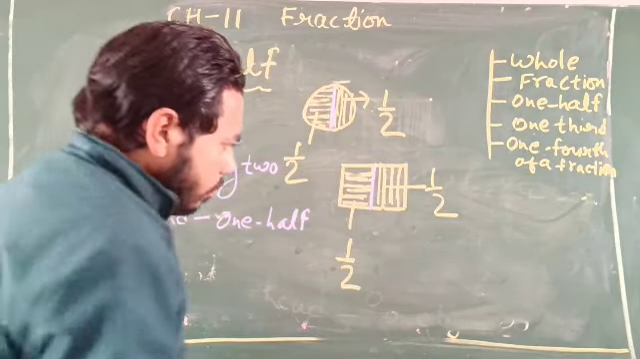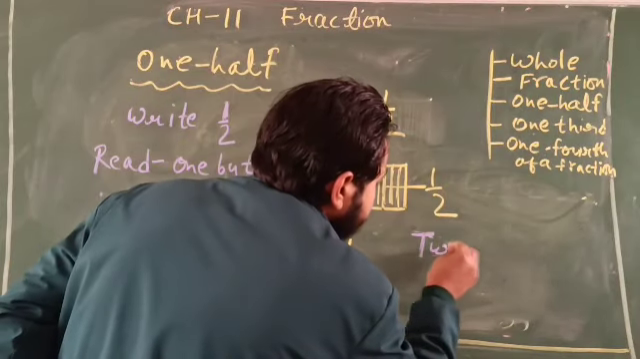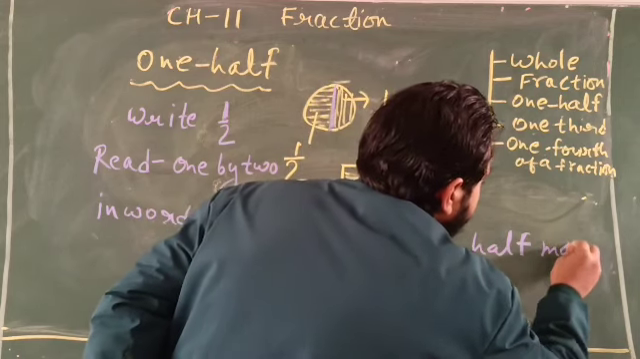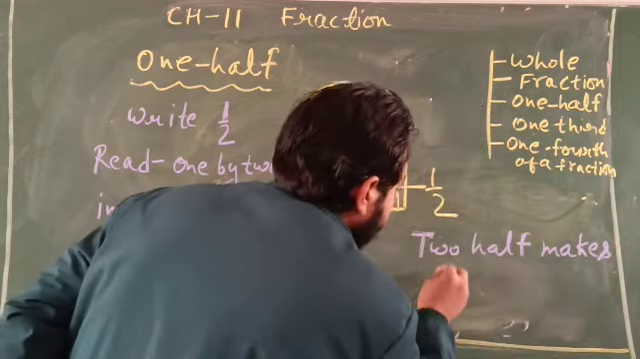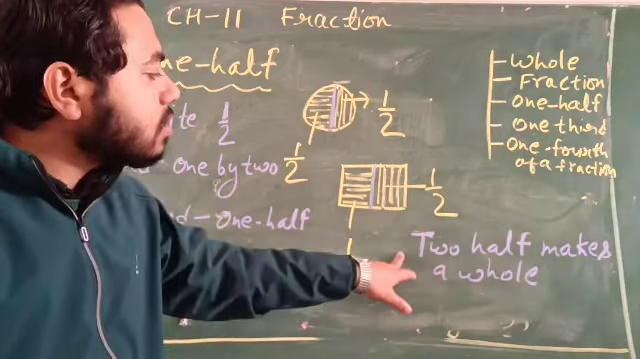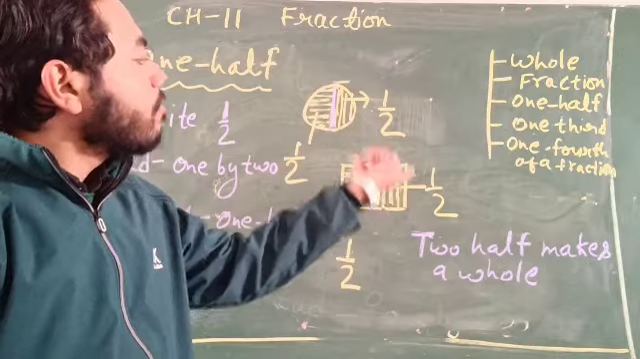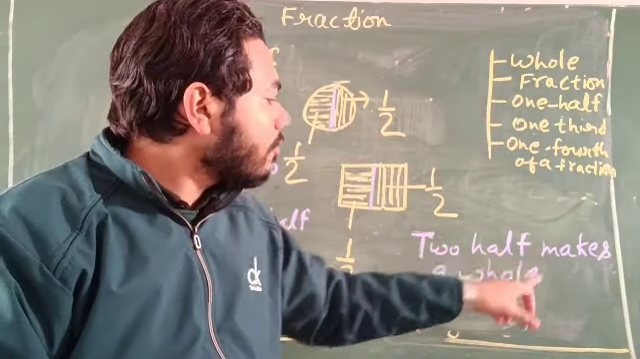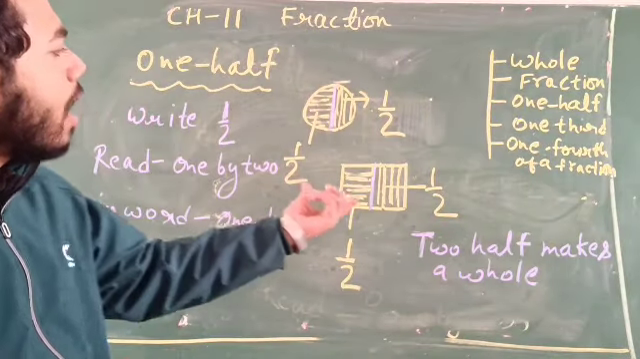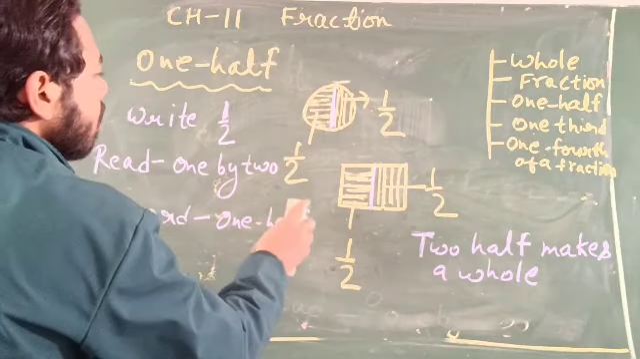Now there is a sentence: 2 halves make a whole. It means 2 halves, first half, second half, make a whole. Let's see how 2 halves make a whole.